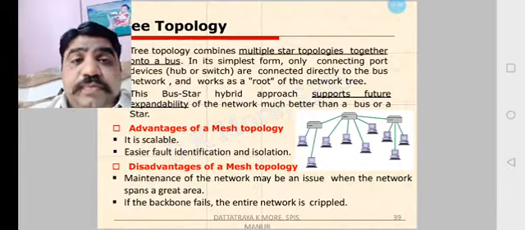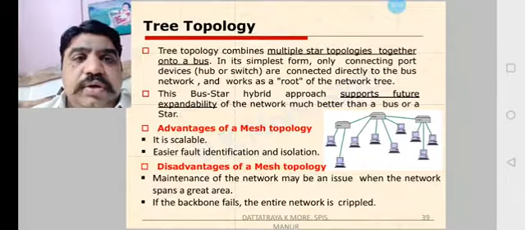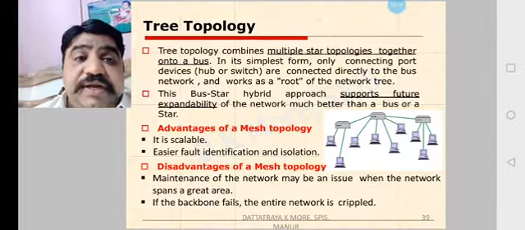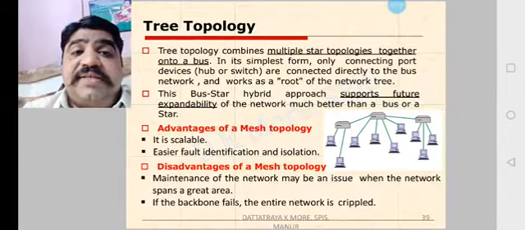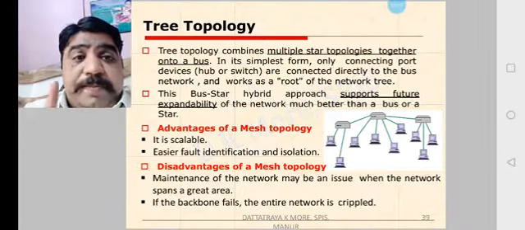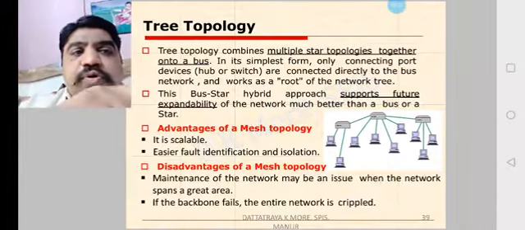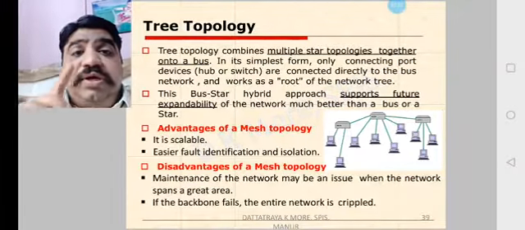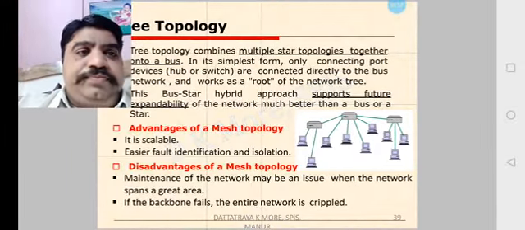It is scalable, with easier fault identification and isolation. Then disadvantages. Maintenance of a network may be an issue when the network spans a great area. If the backbone fails, the entire network is crippled. The backbone where the switches are attached, if it fails, the entire network will break down.